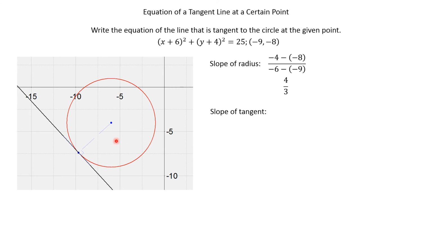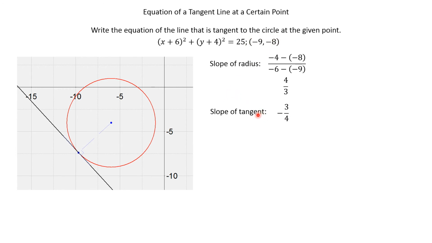Well, if the tangent line is perpendicular to the radius, what do we know about the slope of the tangent? Perpendicular slopes are opposite reciprocals. So since this is 4/3, the slope of the tangent will be -3/4. We make it negative, and we flip the fraction. So now we have a slope, and we have a point. We can find the equation of a line.